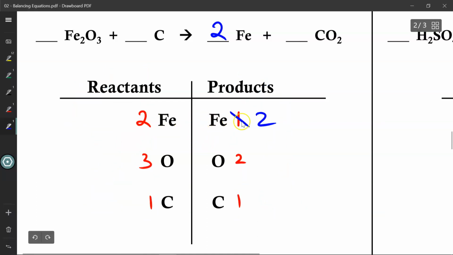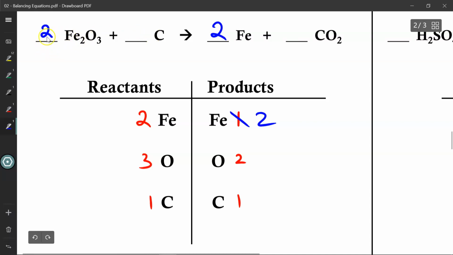Okay, so now my irons are balanced and my carbons are balanced. All that's left is the oxygen. As I mentioned before, if you see a 2 and a 3, you should be thinking of the number 6 because 6 is the lowest common multiple between the 2 numbers. So how can I get 6 oxygens on the reactant side? I can't play around the subscript, I can only play at the front, so therefore I need to put a 2. And in so doing, I need to recalculate again.